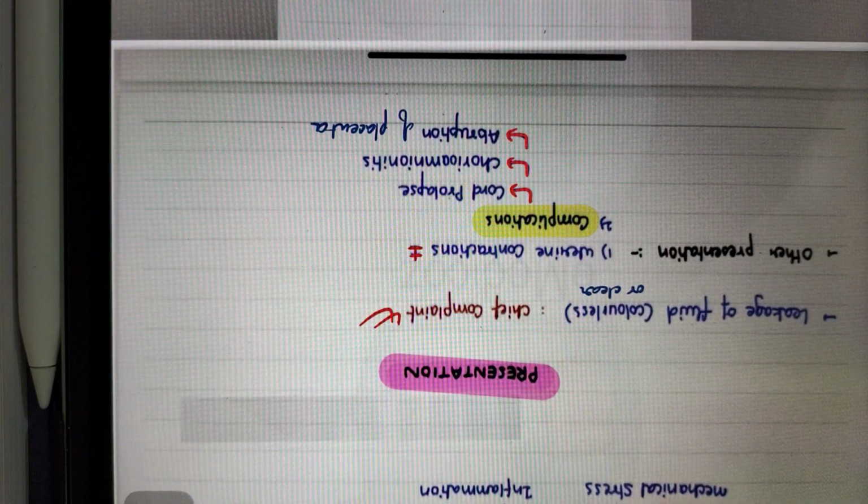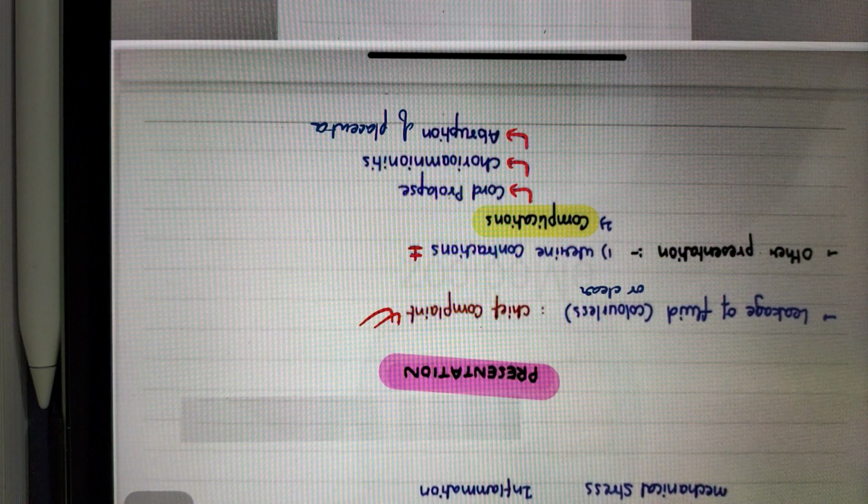Now presentation. Presentation of PROM will be: patient comes with complaint of leakage of fluid. The fluid can be colorless or clear. This will be the chief complaint. Other presentation can be presence or absence of uterine contraction. Complications can be cord prolapse, chorioamnionitis, abruption of placenta.